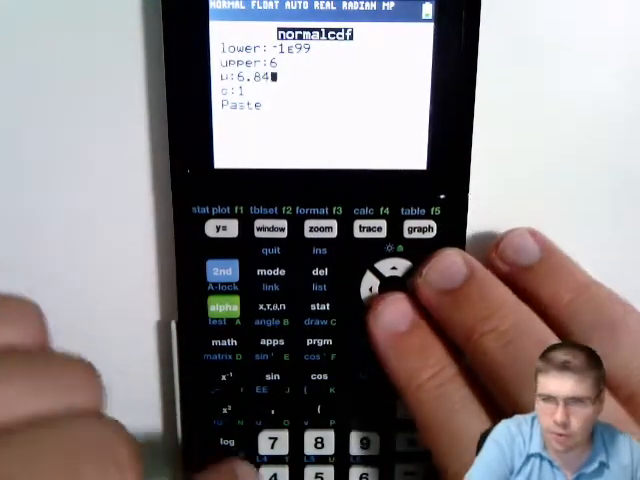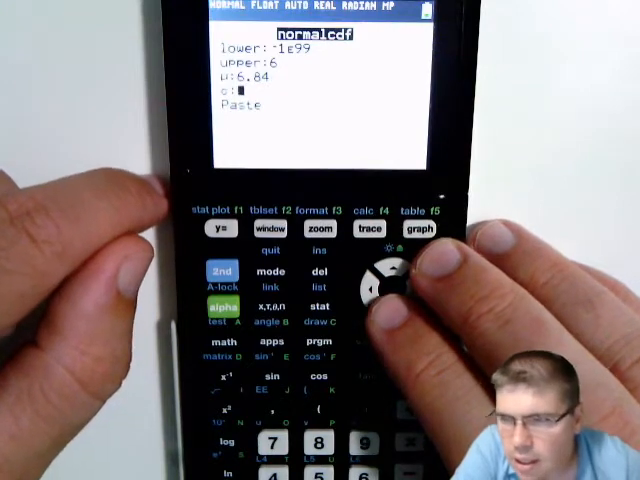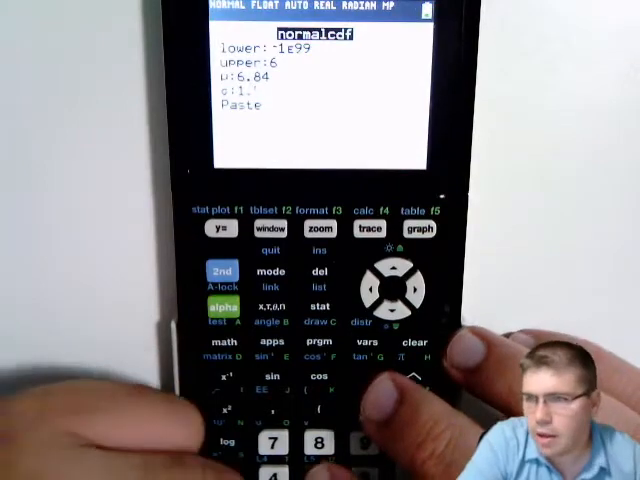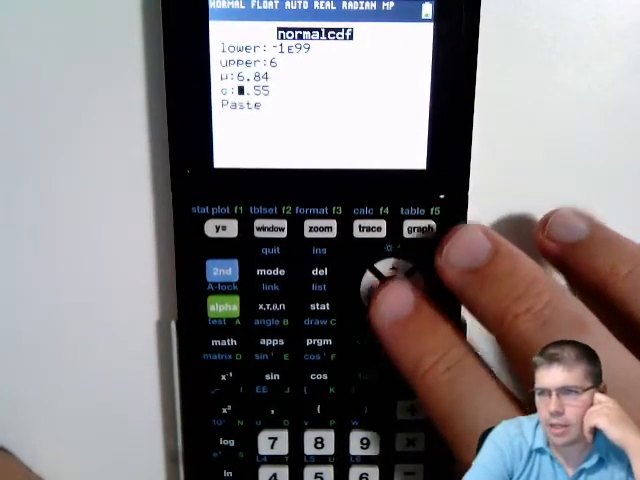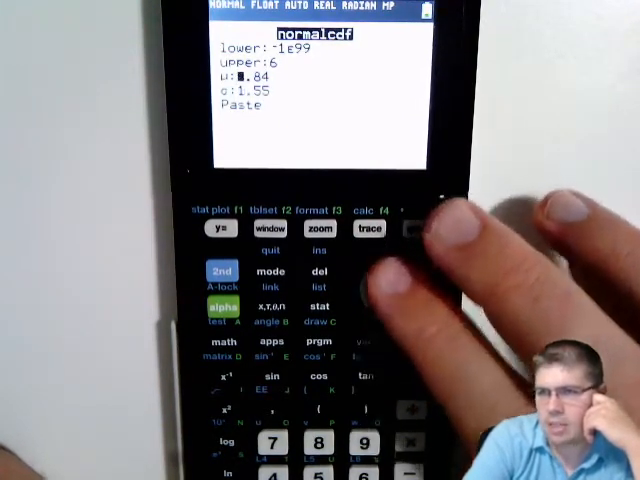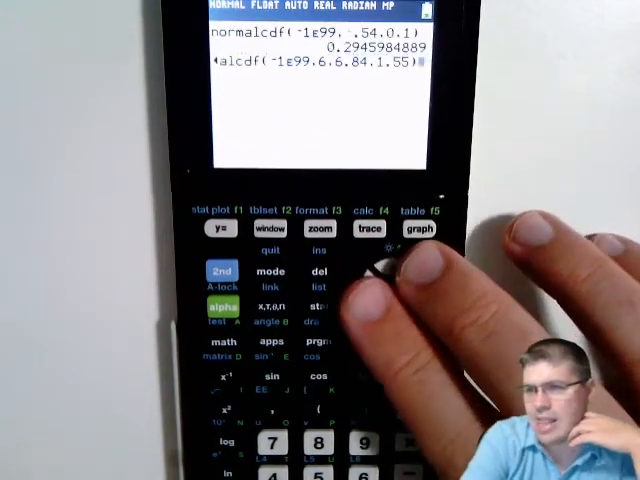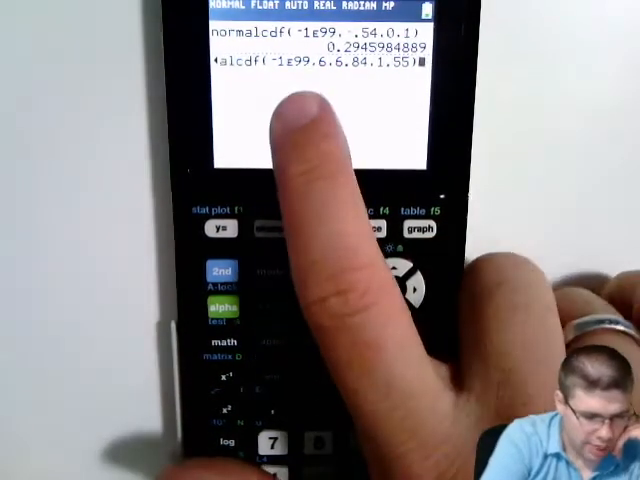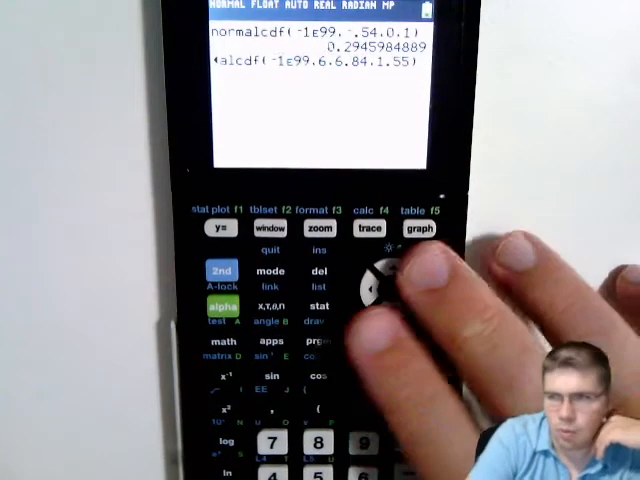These were 6.84, and the standard deviation was, oh, I can't see what it is right now. 1.55. 1.55 was our old mean and standard deviation. So what our calculator is going to actually do is take this value and standardize it. It's going to do minus the mean divided by the standard deviation, find the z-score for us, and then find that area for us. So this also works. Lower bound from negative infinity up to 6 with the mean 6.84 and standard deviation 1.55.